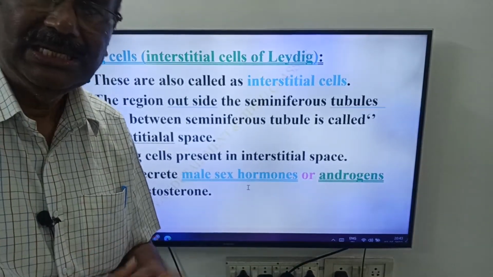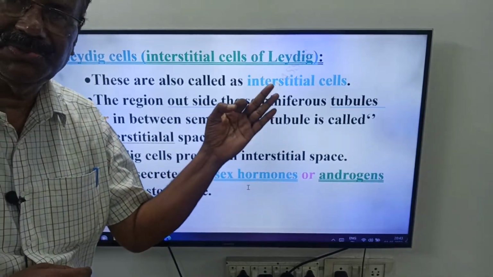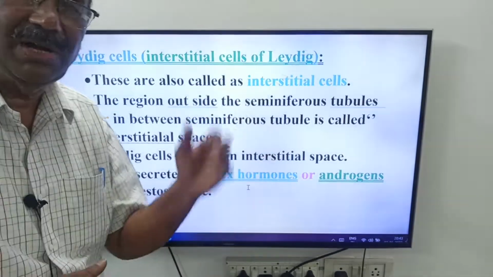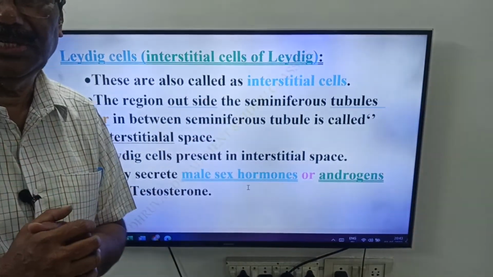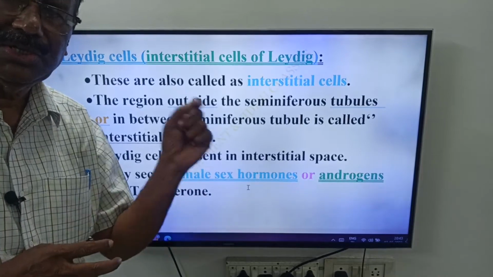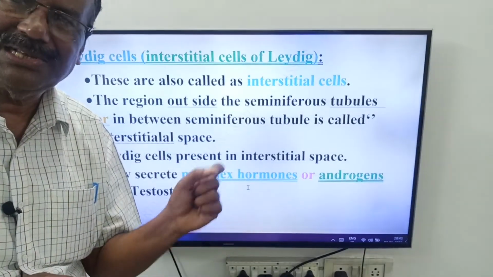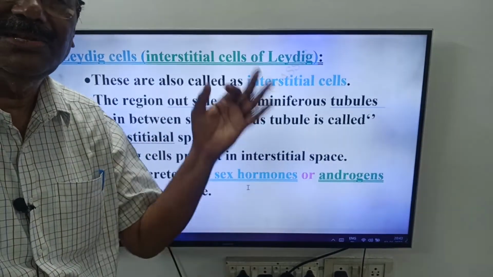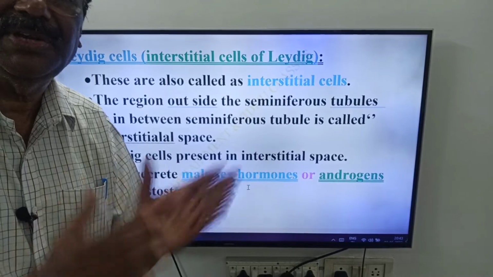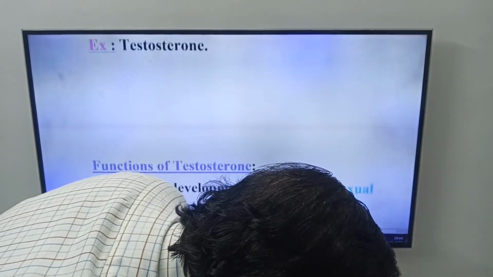Friends, once again, Leydig cells are present in the testis, outside the seminiferous tubule or in between seminiferous tubules. These Leydig cells secrete a hormone. What is that, friends? Male sex hormones. Male sex hormones are called what, friends? Androgens. Best example of an androgen is what? Testosterone. So testosterone is an androgen, a male sex hormone secreted by the Leydig cells. Okay, friends, that is about the Leydig cells.